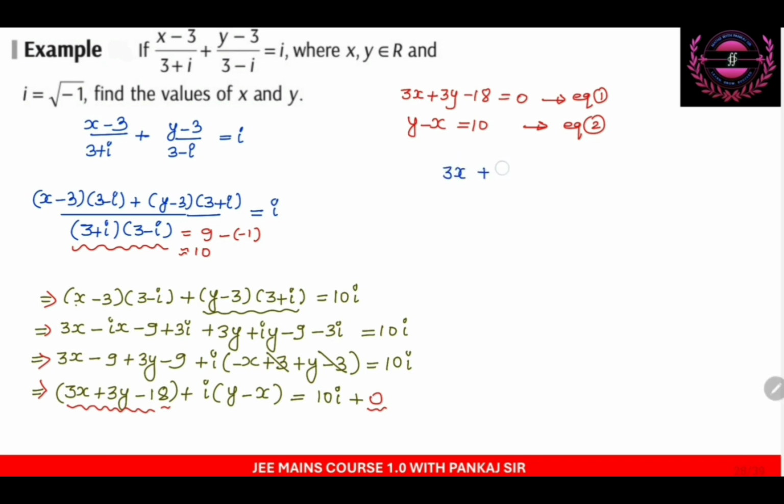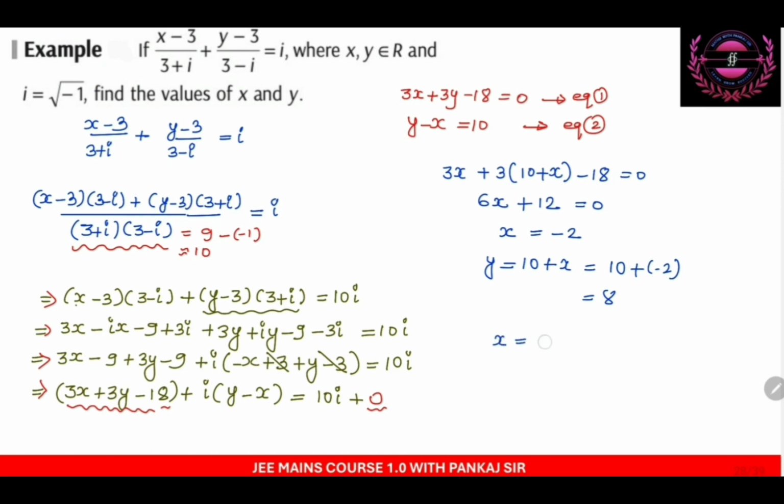3x + 3y, where y is 10 + x from equation 2, minus 18 equals 0, which gives us 3x + 3x, 6x, plus 30 minus 18, which is plus 12, equals 0, and x equals minus 2. On substituting into y = 10 + x, we get the final answer: x is minus 2 and y is 8.